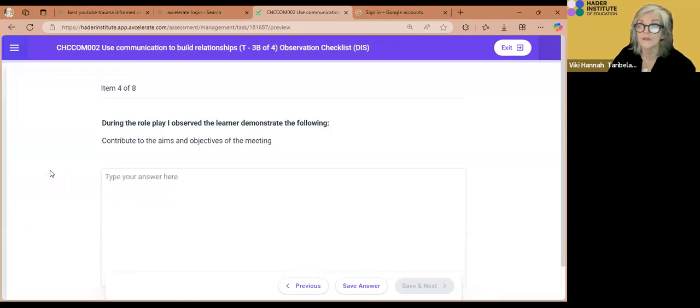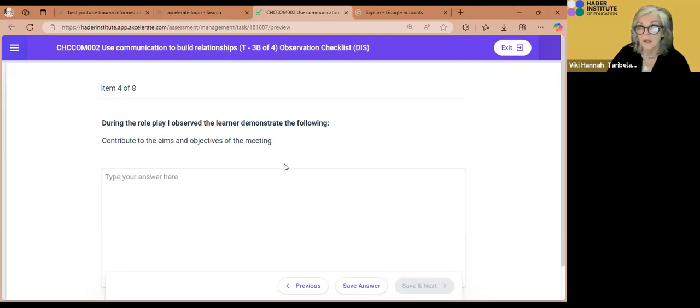Did you contribute to the aims and objectives of the meeting? Given that this is done with all members from your class, all learners from Haida, we don't do this with outside people. It's an assessor-led one. We're actually observing as well the people who play the staff members, and then you round robin and rotate, and then someone else takes that role, and you sit and participate in that meeting, and you act as one of the staff members. So contribute to the aims and objectives of the meeting.